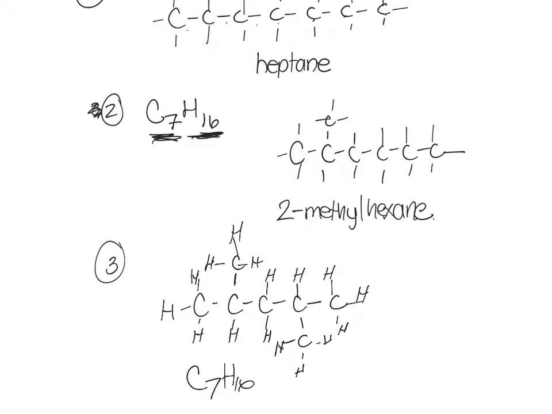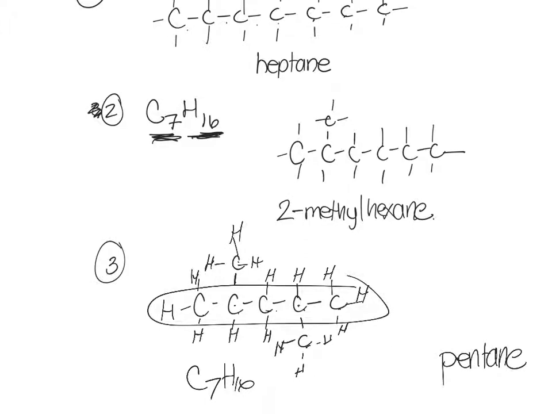So this one here, 1, 2, 3, 4, 5, make sure, 1, 2, 3, 4, 5. The longest possible chain is still 5, so that's called pentane. It would get the numbers 2, 4, dimethylpentane is another name that we could have. So that is also a structural isomer.